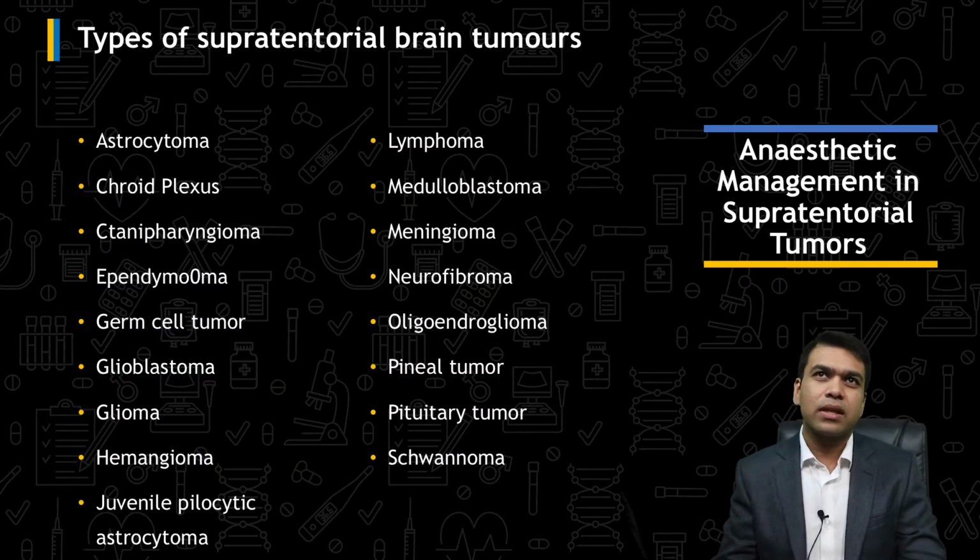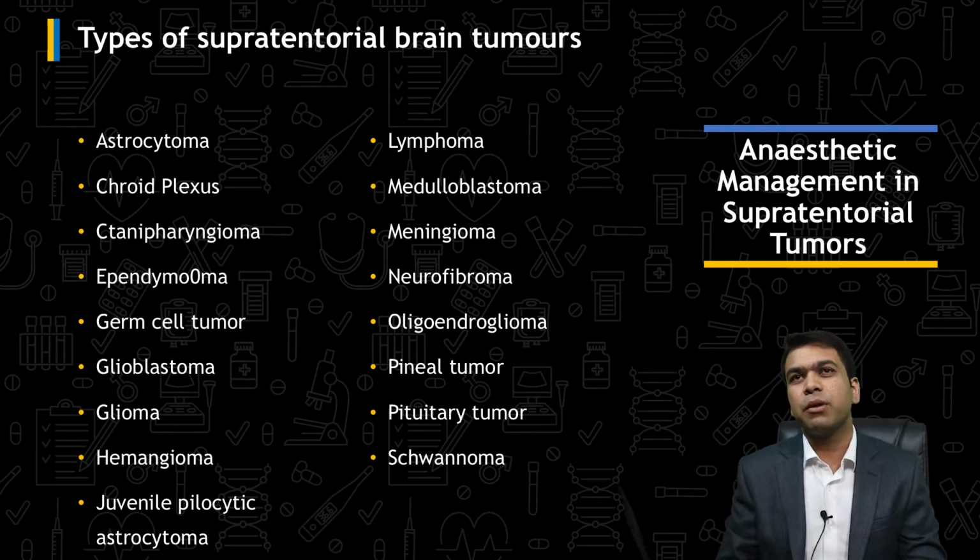Now let us see what the different types of tumors are. There are over 120 types of tumors in the brain. The most common ones are listed in the slide. For anesthesiologist purposes, you can just take it as gliomas, meningiomas, and pituitary tumors. Gliomas constitute around 30% of the tumors, meningiomas constitute around 35 to 40%, and the rest are pituitaries and some CNS lymphomas.